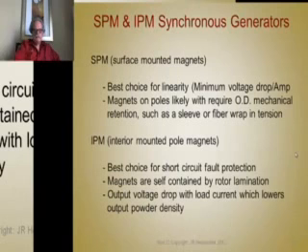Now, the IPMs are a good choice for short circuit fault protection, but still they have such a drop in voltage as a function of current that they're not linear, and it reduces the output power density. It says powder there. It's supposed to be power density.